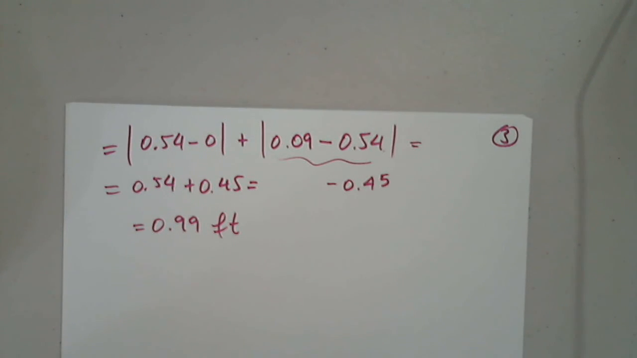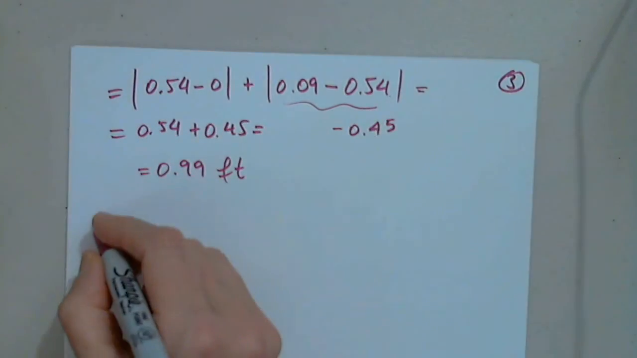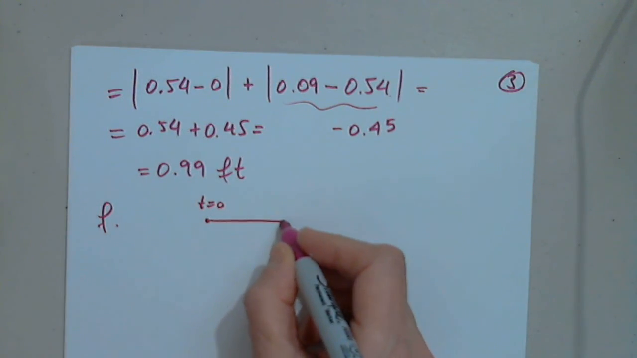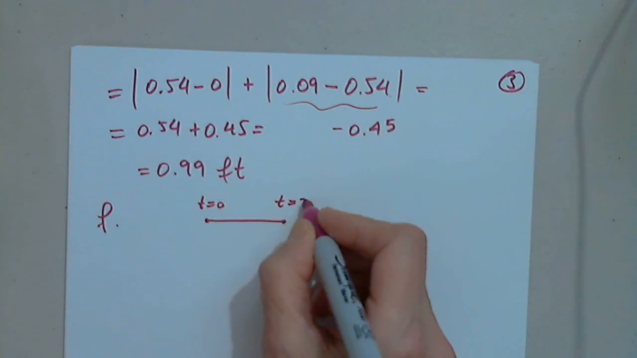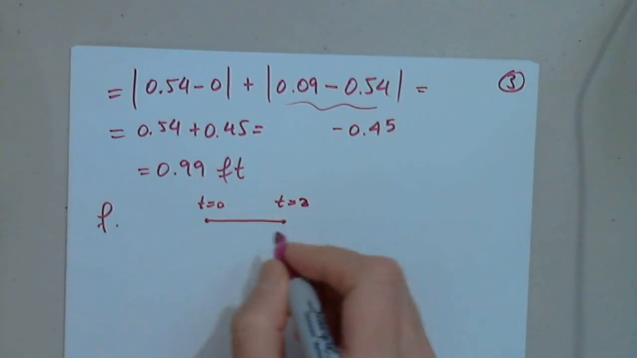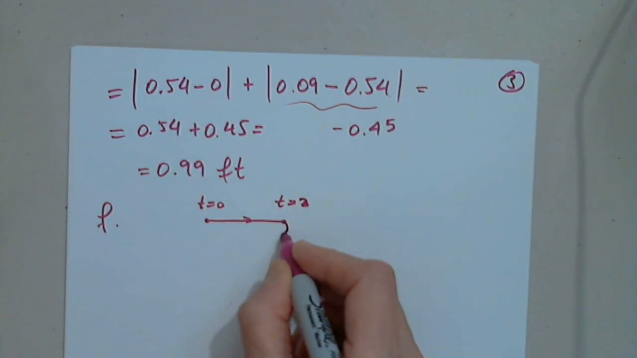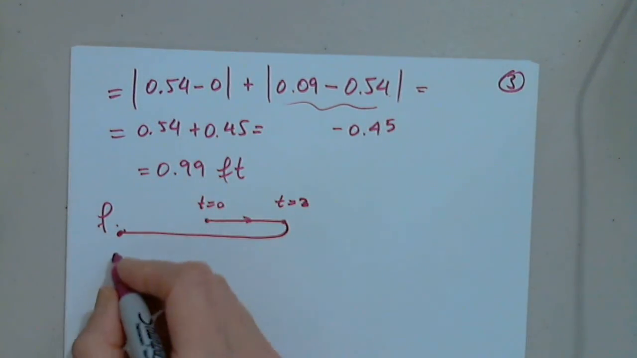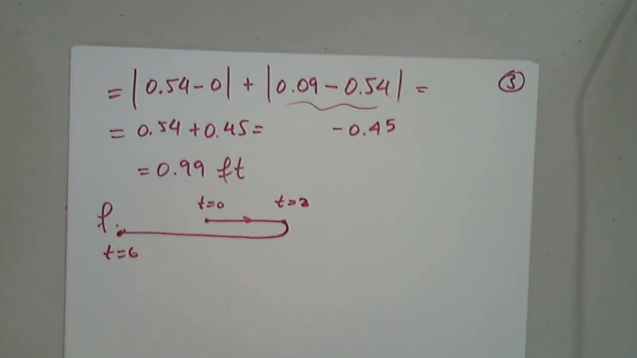Where am I? Here. Okay, this was find the total distance. Draw a diagram, we already did. Okay, so let's draw it again. So that's part F. It starts here, t equals 0. It goes this way, t equals 2 seconds, and then it turns around and it goes 4 seconds this way. So here is t equals 6. So 2 seconds in this direction, 4 seconds in this direction.